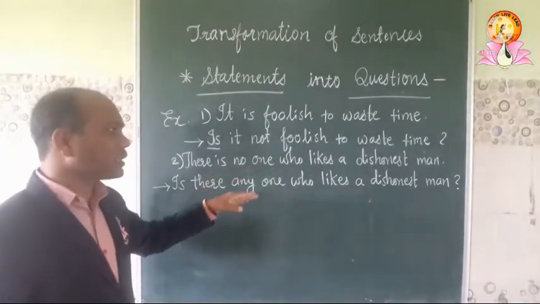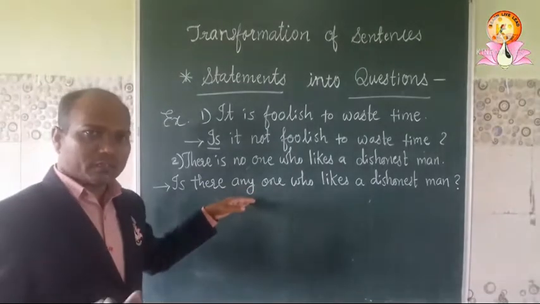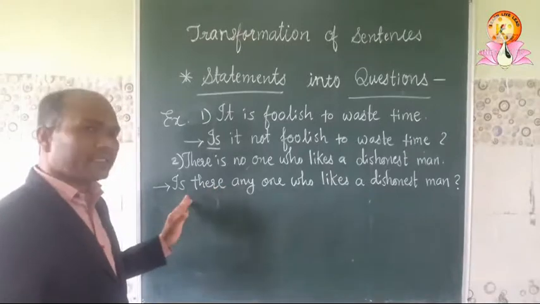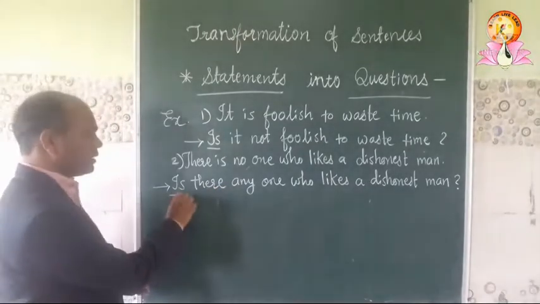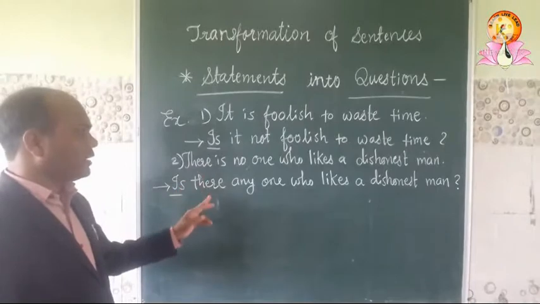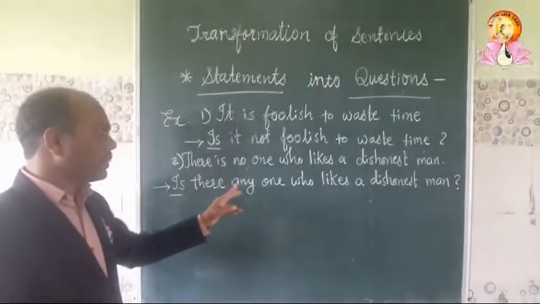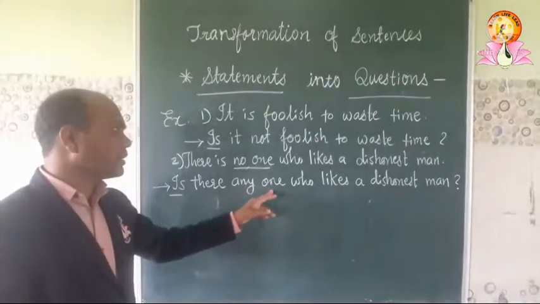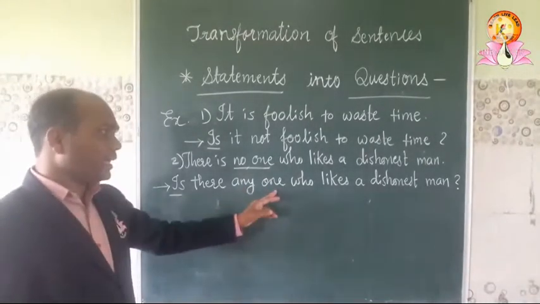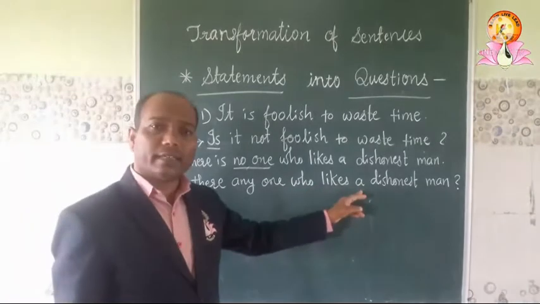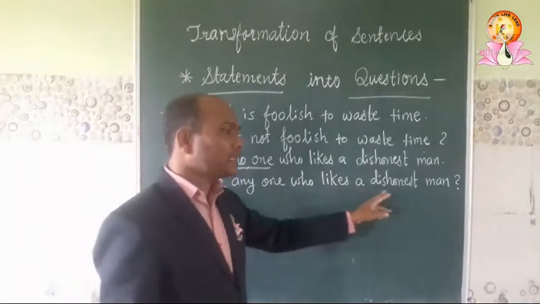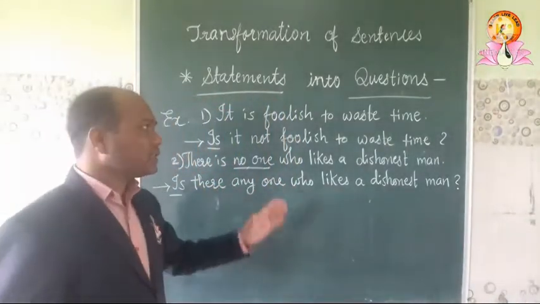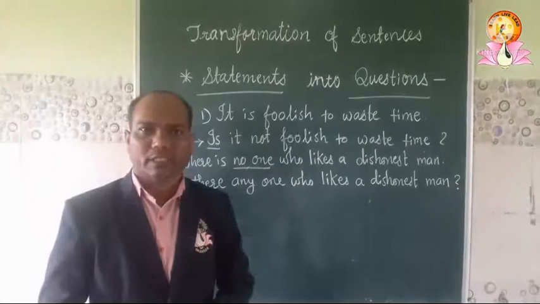So, while changing it into a question, it will change into positive, that is affirmative. So the answer is here. First, the helping verb, then the subject. Instead of no one, here there is a change: anyone. So, is there anyone who likes a dishonest man? And this also ends with the question mark. In this way, we can change statements into questions.